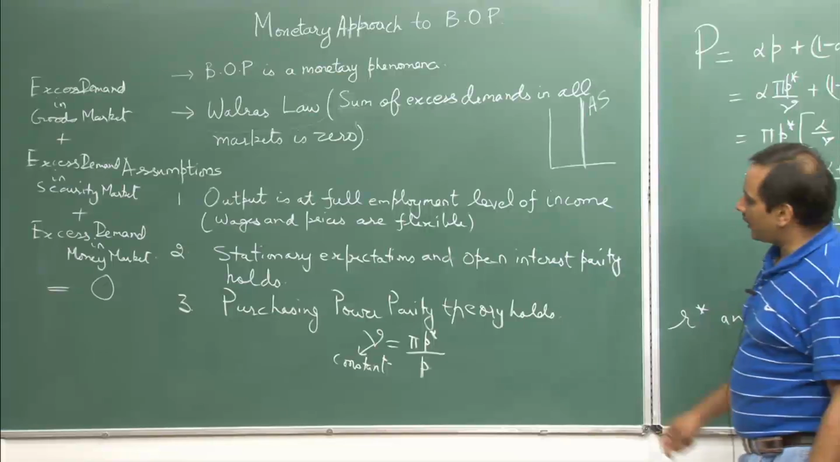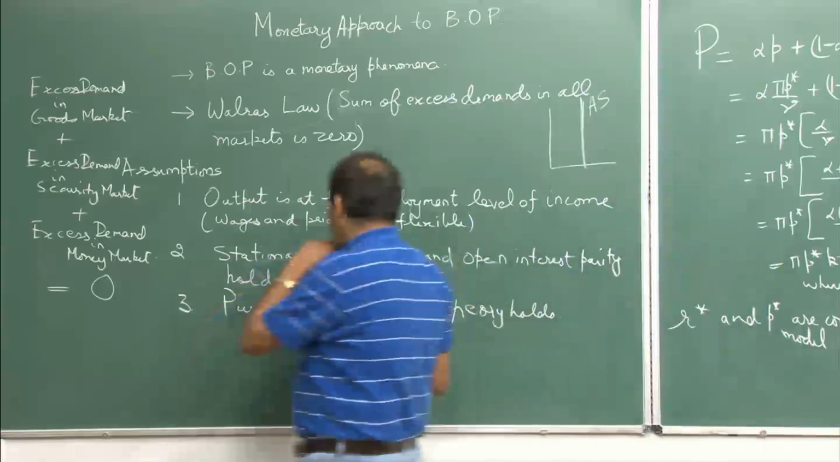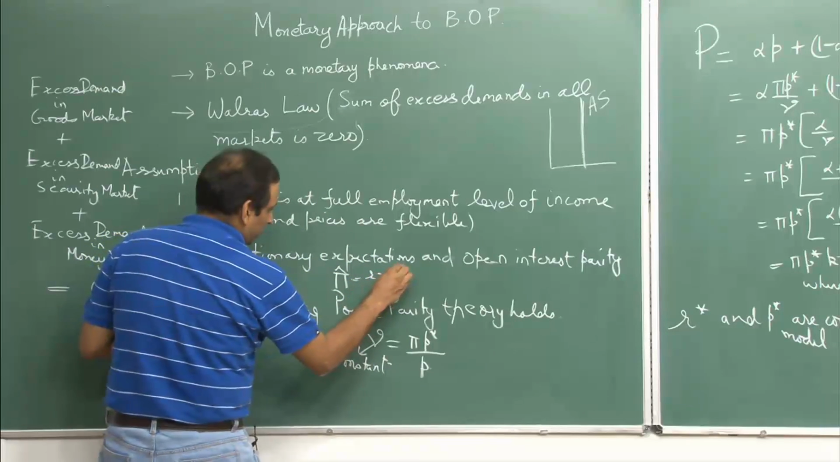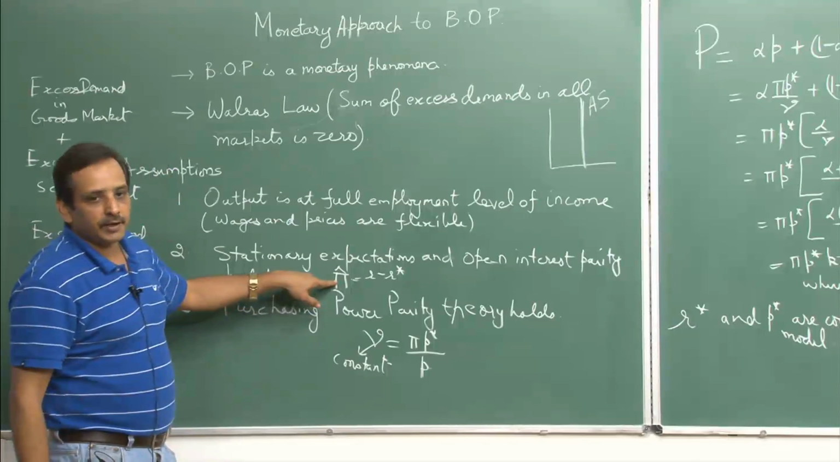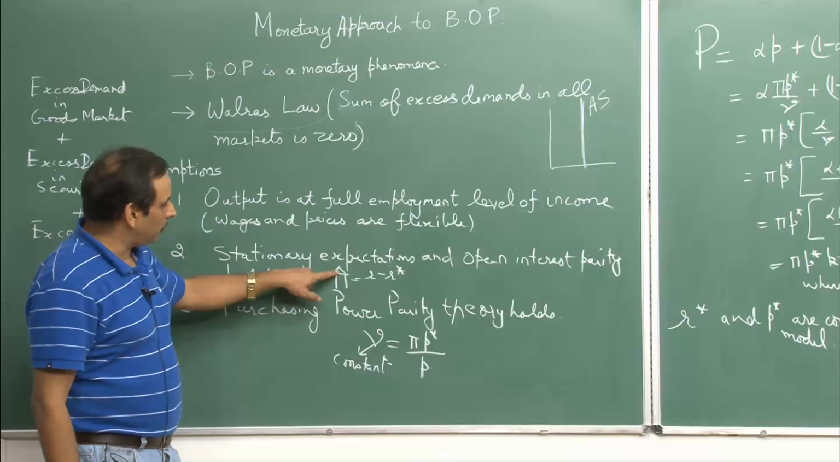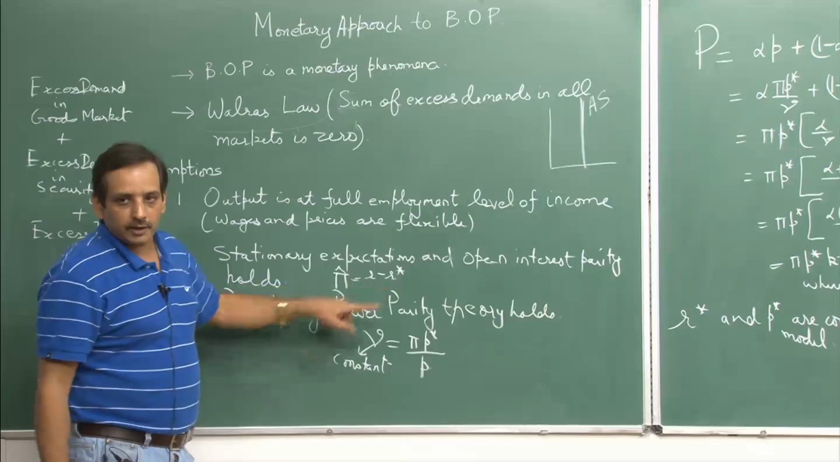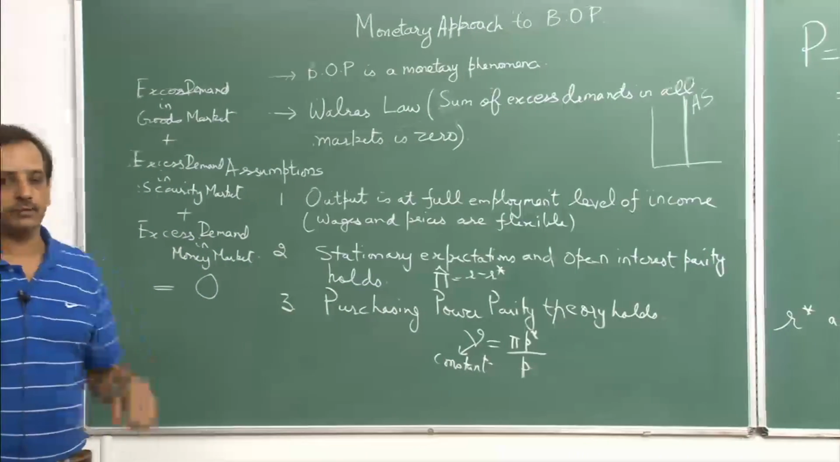There are stationary expectations and open interest parity holds. Recall the open interest parity: pi hat is equal to r minus r star. So, there are stationary expectations, so pi e is equal to pi. So, pi hat is 0. So, r is equal to r star, and you further assume that r star is constant. So, r is also constant.